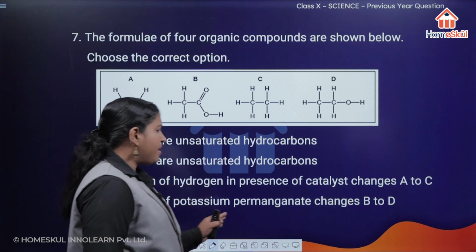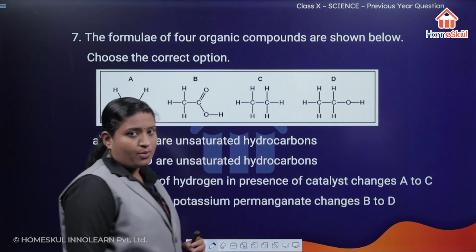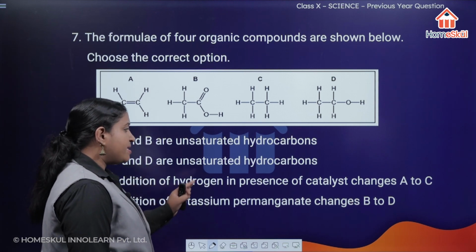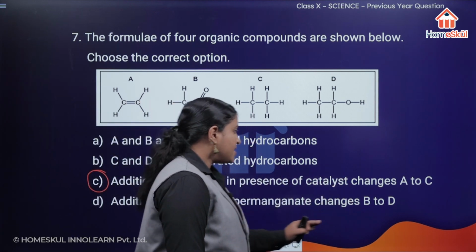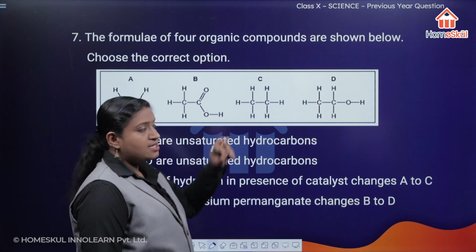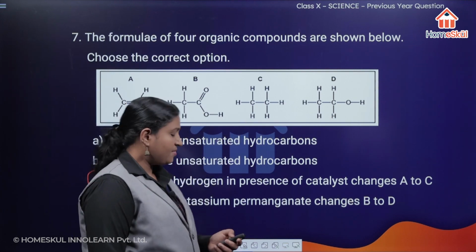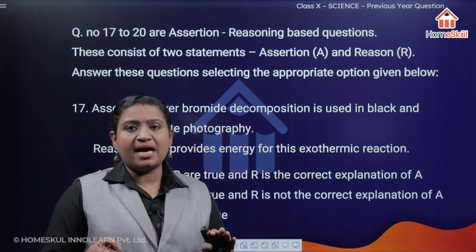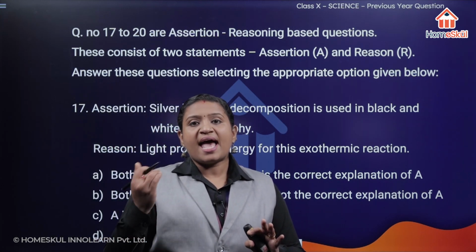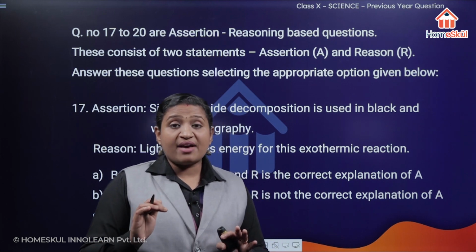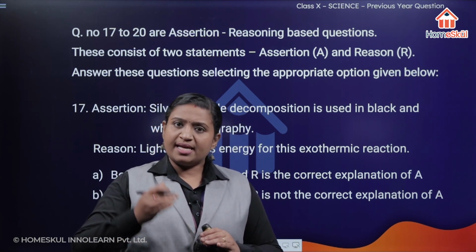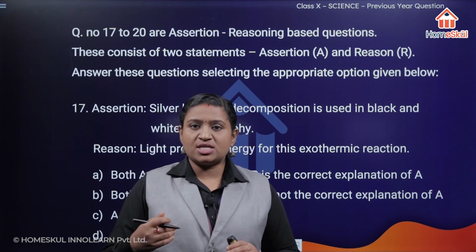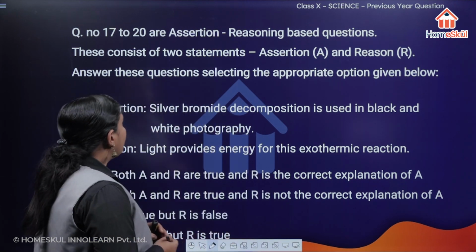Addition of potassium permanganate changes B to D. It's not possible. Isn't it? So, our answer is addition of hydrogen in the presence of catalyst changes A to C. Okay? Fine. So, the first 7 questions are objective type questions, and then in the next section you have assertion reason questions. In the first section A itself, the last 3 questions are assertion reason type questions.